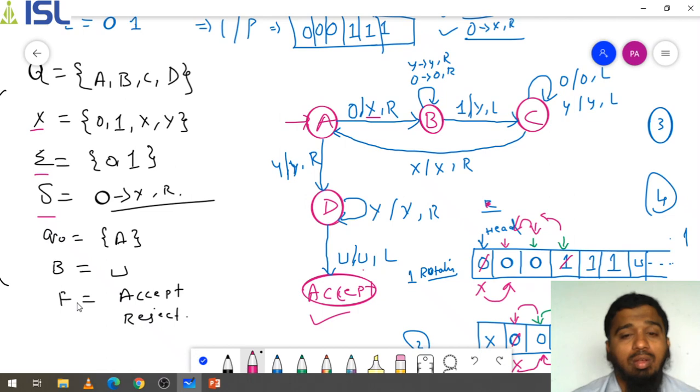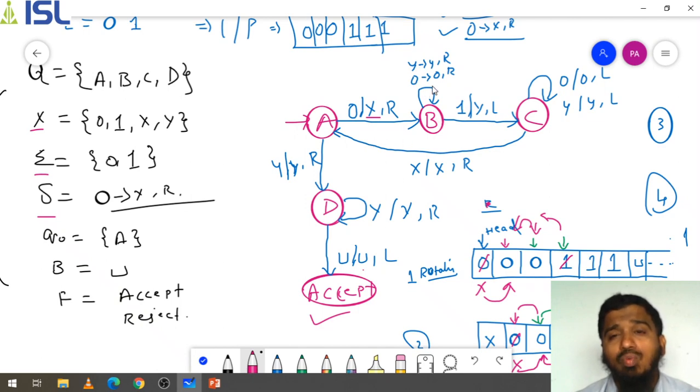Okay, compulsory you need to draw the accept state. If you did not draw the reject state, no problem. Like here in A, if it is 0, then this condition is satisfied and it goes further. If the input symbol is 1, automatically it will go to some reject state. It will not go further.